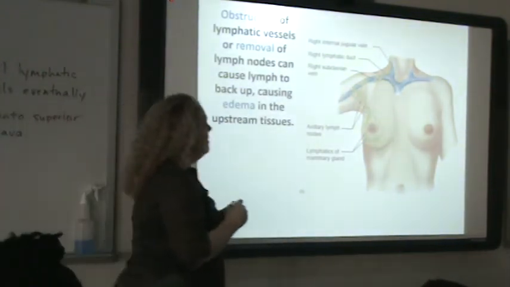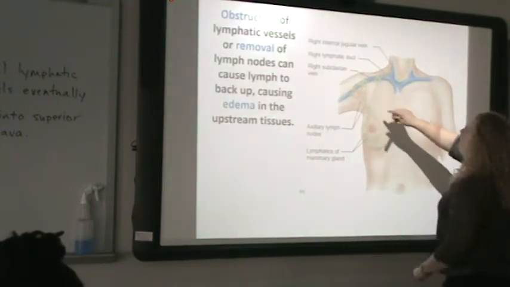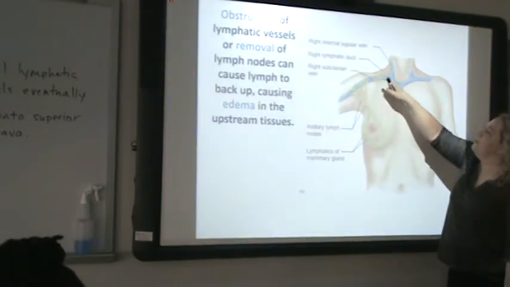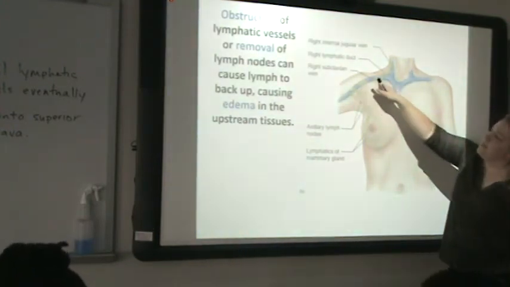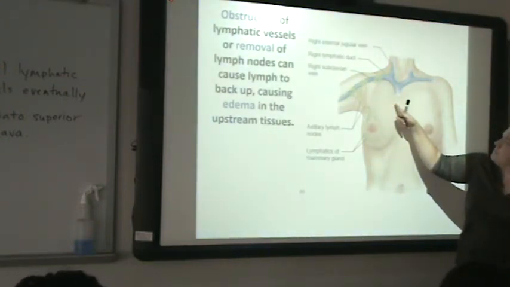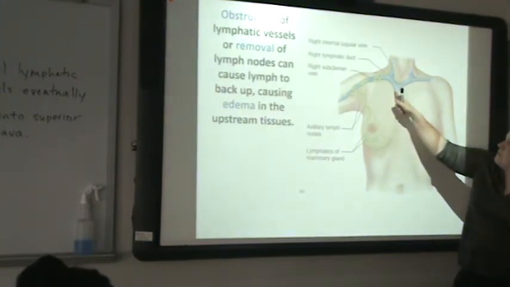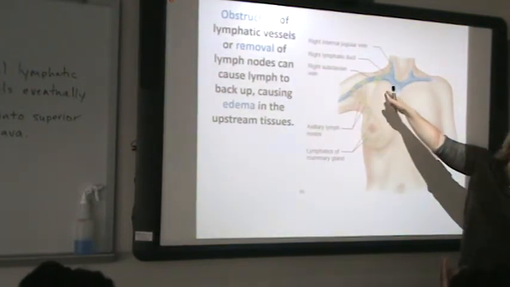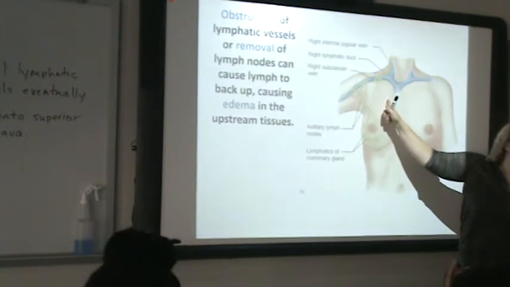And that's kind of shown here. Lymphatic vessels draining over toward the superior, or it might be the subclavian vein. Might actually be the subclavian vein. One of those. That's where lymphatic fluid drains into.